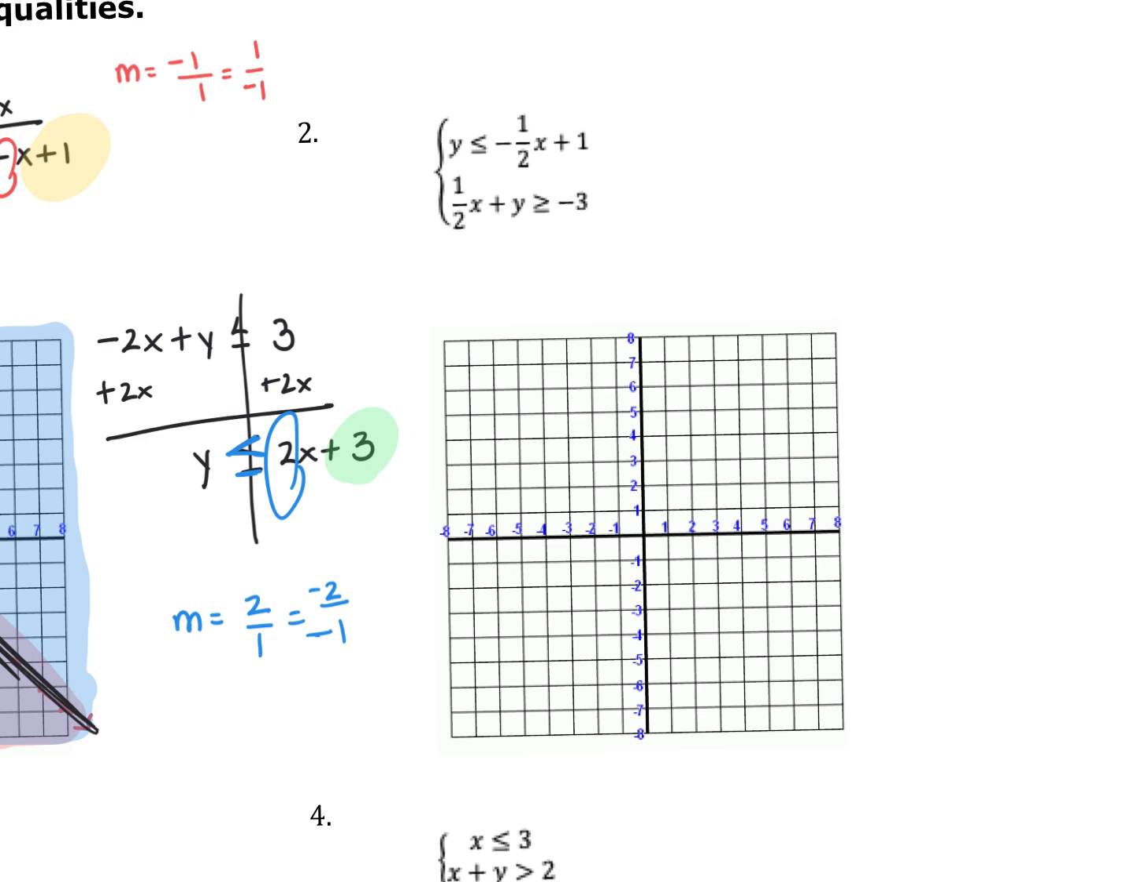The first one we can graph right away because y is all by itself. I love when that happens, when we're all set to graph. So I'm going to start at a positive 1. So here's my line where I'm going to start. My first point goes on positive 1. And then this is my slope.